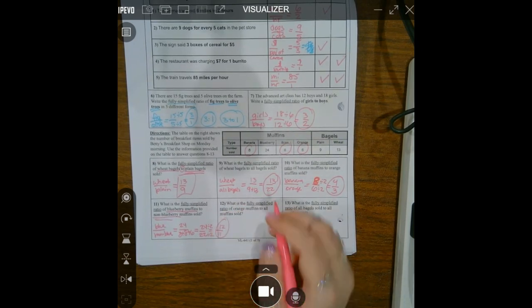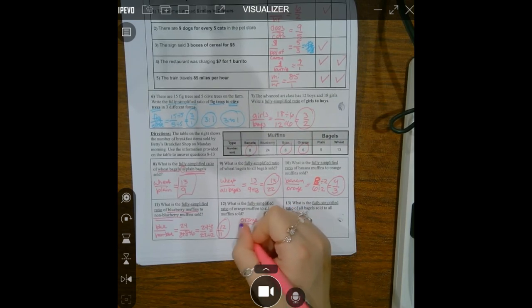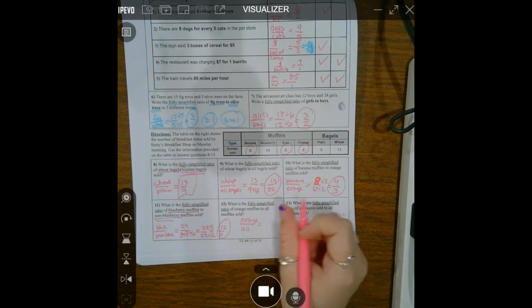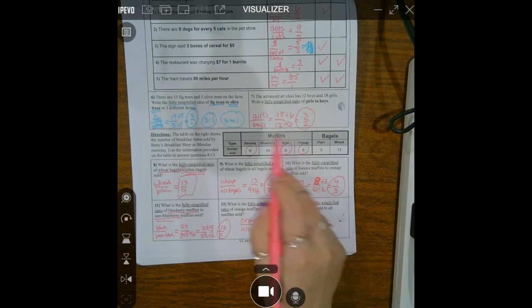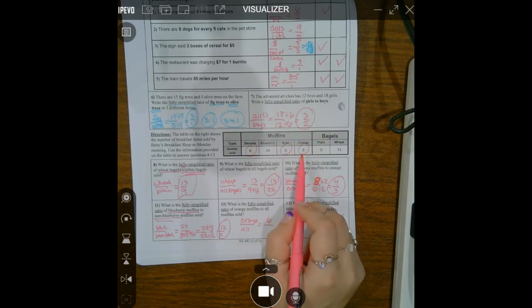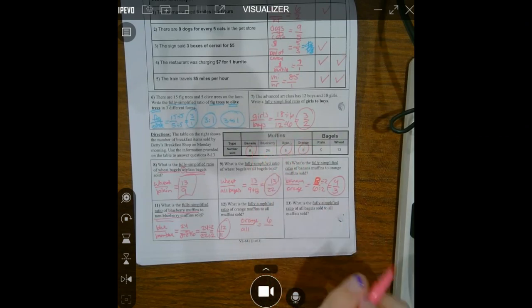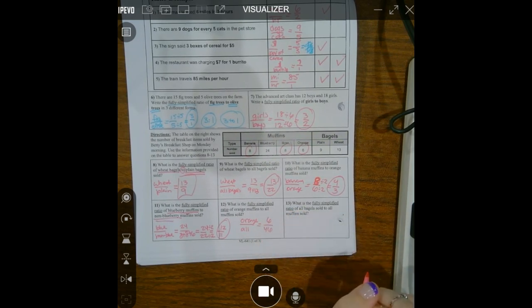Okay, the next one, they want the ratio of orange muffins to all muffins sold. Okay, well, orange is here, is 6. And then all of the muffins are all of these, which we know this, this, and this is 22. Now add in the blueberry. So what's 22 plus 24? Yep, 46.